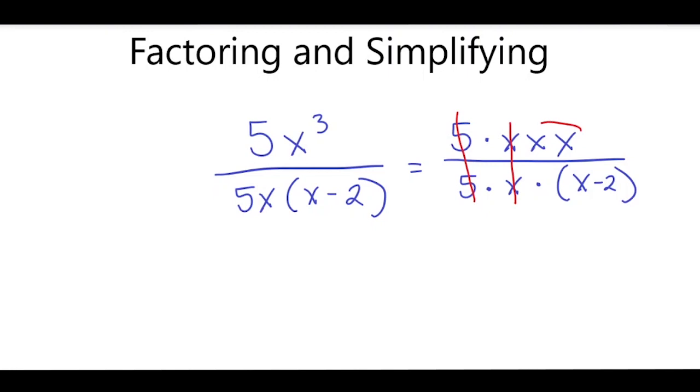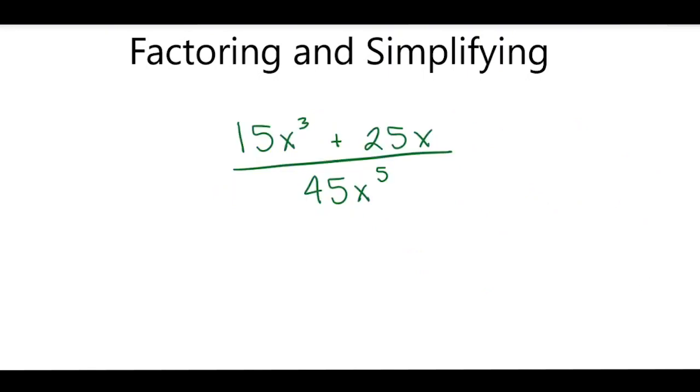And notice on the top I am left with x times x, and on the bottom I am left with x minus 2. Because x minus 2 itself is a factor, I can't cancel this x and this x. Those are not able to cancel one another because x minus 2 is a factor. So I would write this as x times x, which is x squared, over x minus 2. And that's how you factor and simplify that expression.